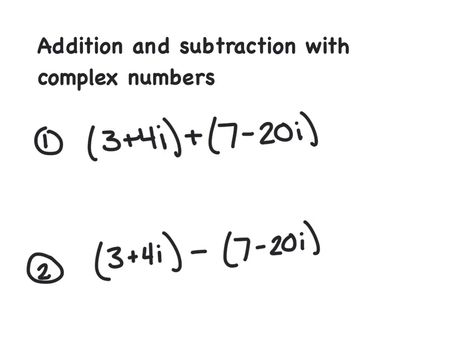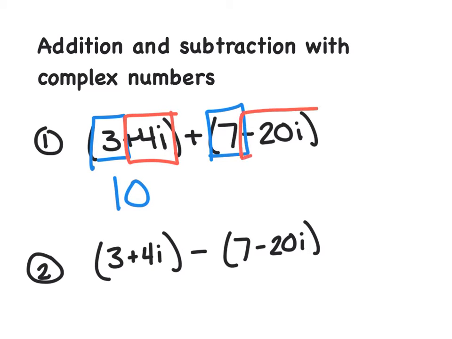All right, so we're going to add and subtract with complex numbers. You're not going to believe how easy this is. It's basically adding and subtracting like terms. So 3 plus 4i plus 7 minus 20i. Add the like terms. The 3 is alike with the 7, so 3 plus 7 is 10. And 4i minus 20i gets me a negative 16i. And you're done. You added and subtracted complex numbers.